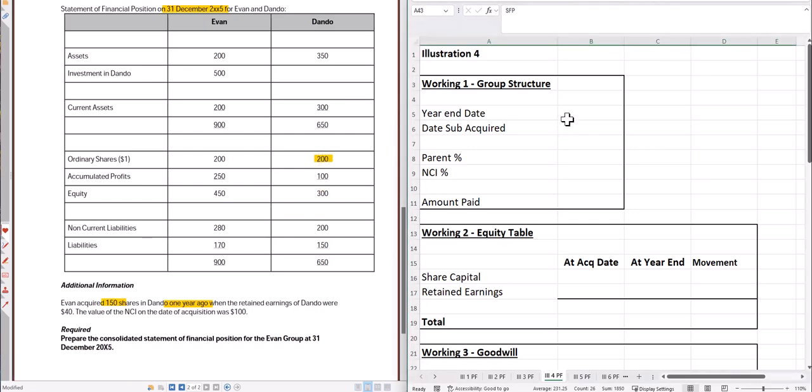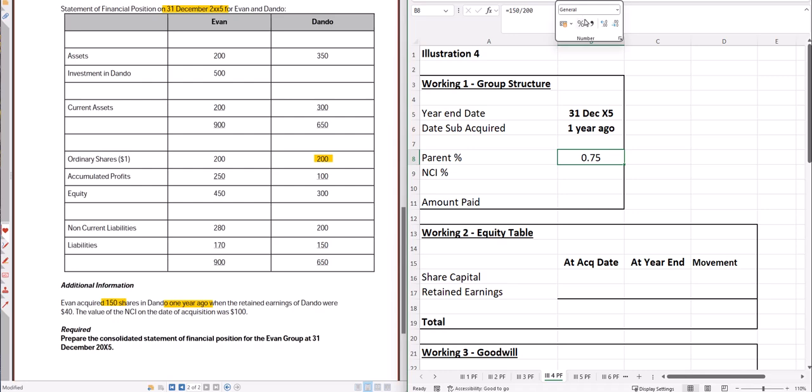So that means we've got year-end date 31st of December X5. Then we've got the date acquired, 1 year ago. Now that means they're going to have earned some post-acquisition profit. The parent is 150 out of 200, so that's 75%, and then the NCI is going to be 25%.